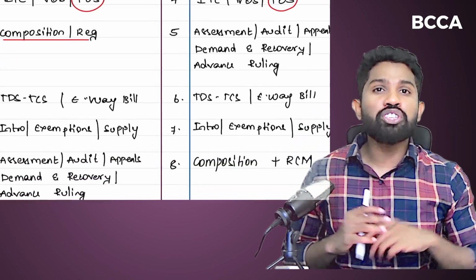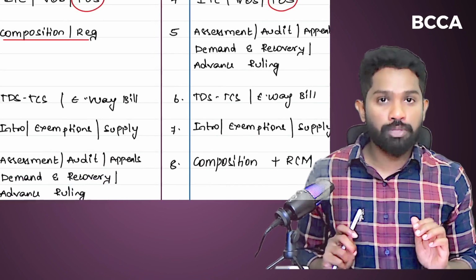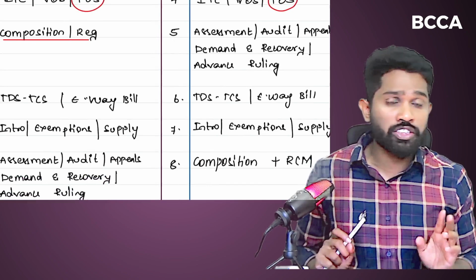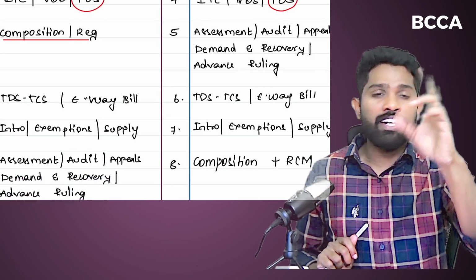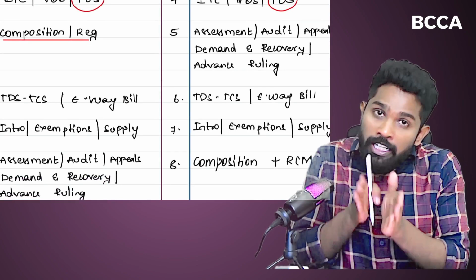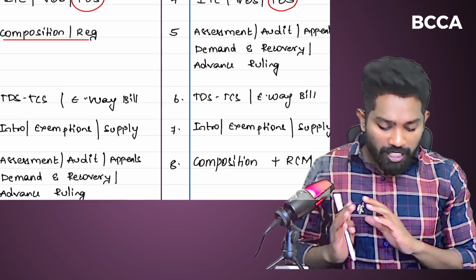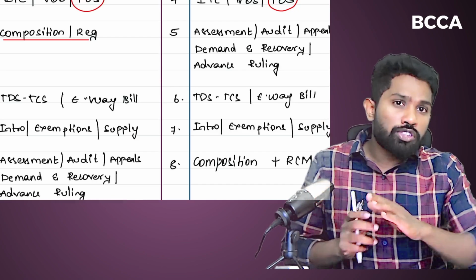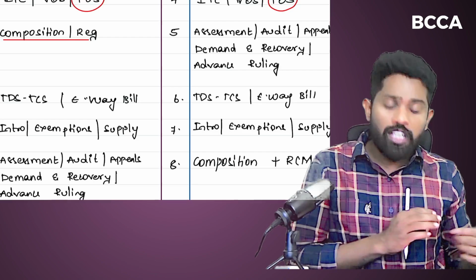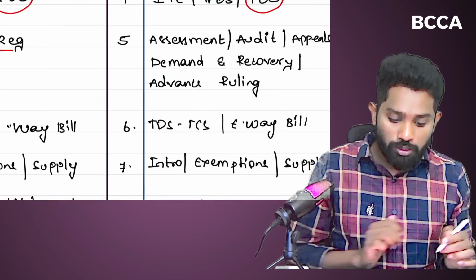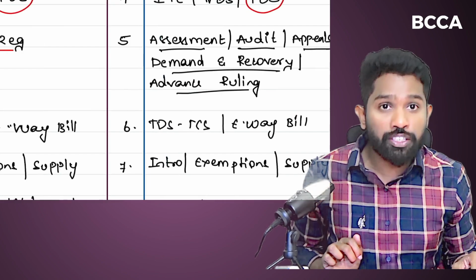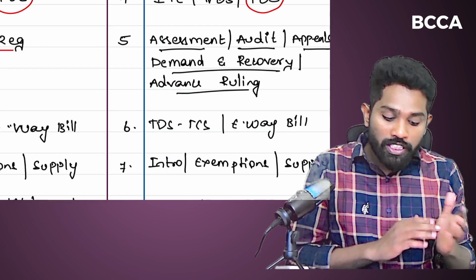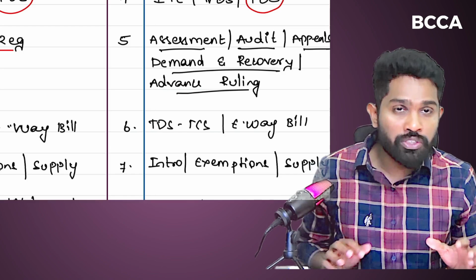Next, composition and registration for old syllabus. The next priority should be composition and registration. What is that? Based on the thresholds, calculating aggregate turnover and finding out eligible or not. This might be a question in old syllabus, but I don't think the same kind of question will be there in new syllabus. So that's why I'm shifting the focus in new syllabus to assessment, audit, appeals, demand and recovery, advanced ruling. So assessment, audit, appeals, demand and recovery, advanced ruling is the area.